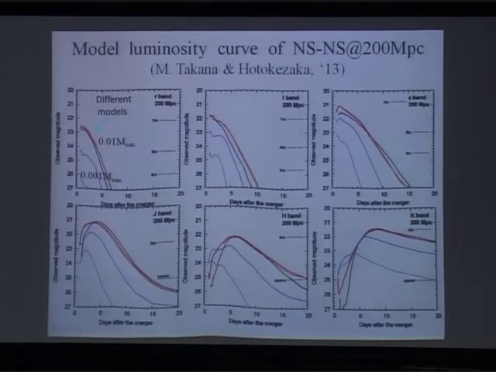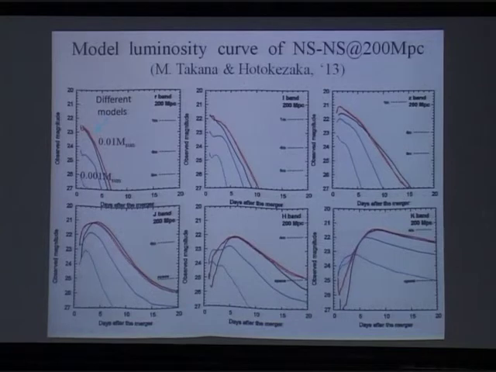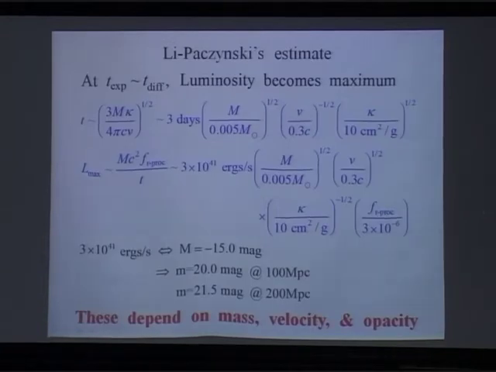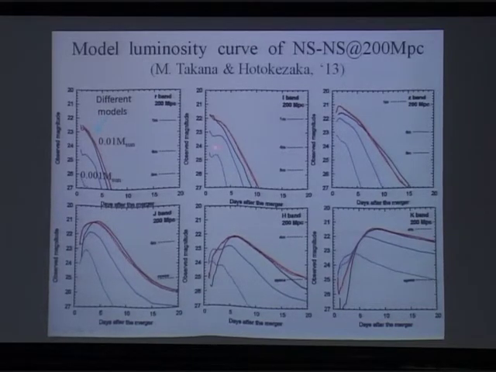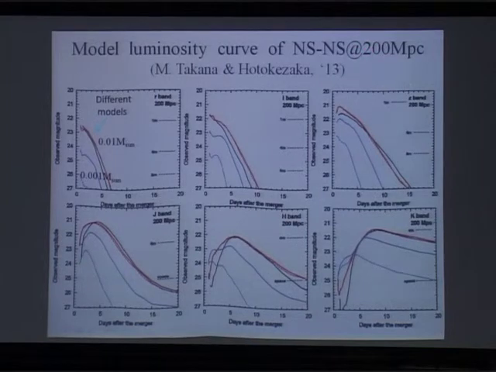So motivated by this simple scenario, a number of people started detailed calculations. These are Japanese researchers, and they also started a detailed study of a kilonova scenario this year, and this is their result for a binary neutron star merger at 200 megaparsec.